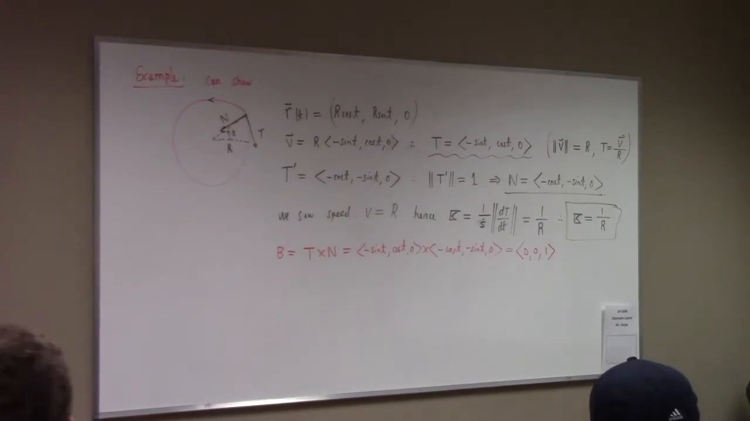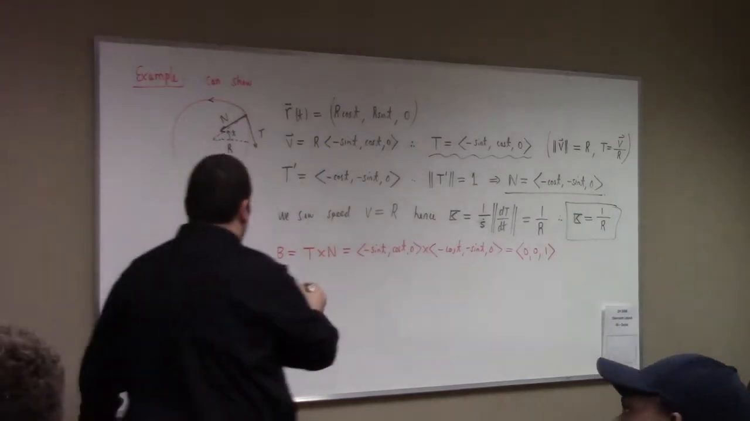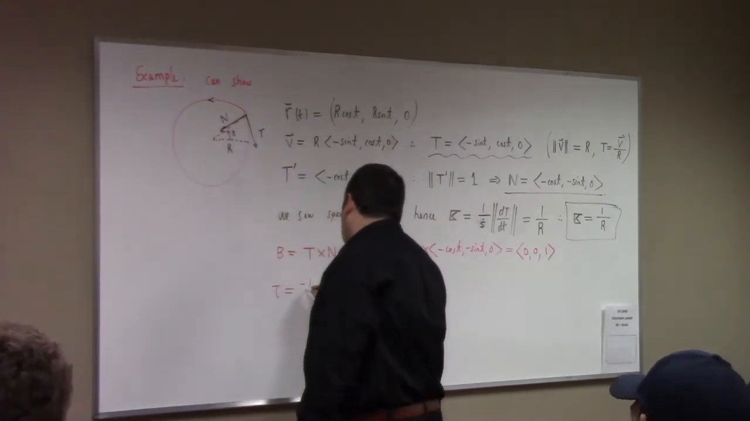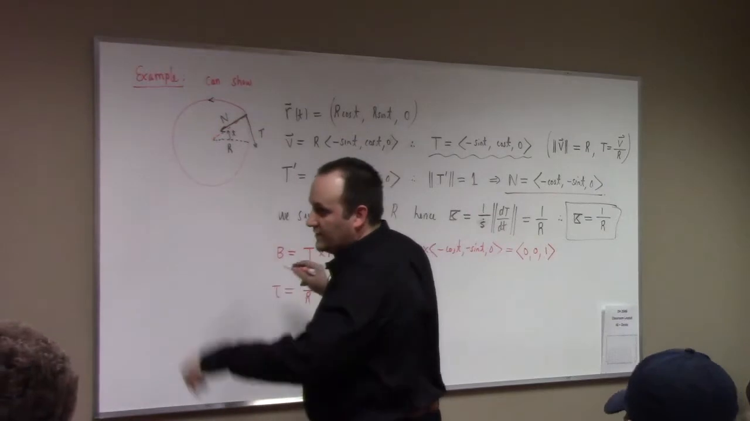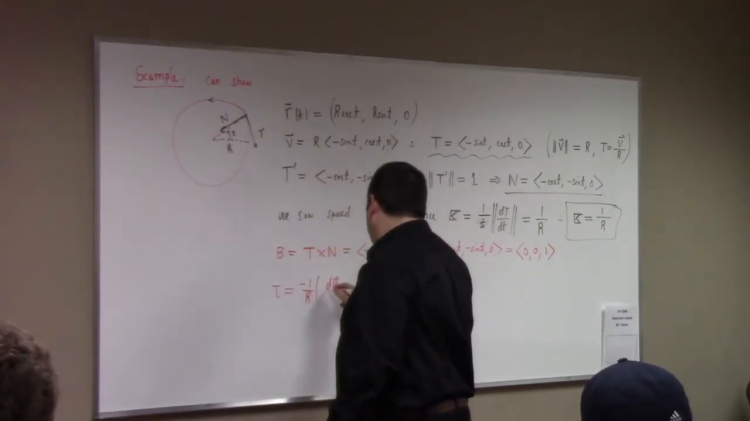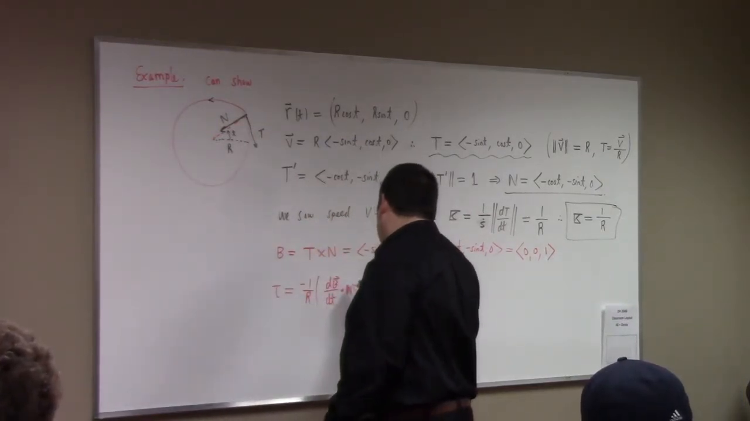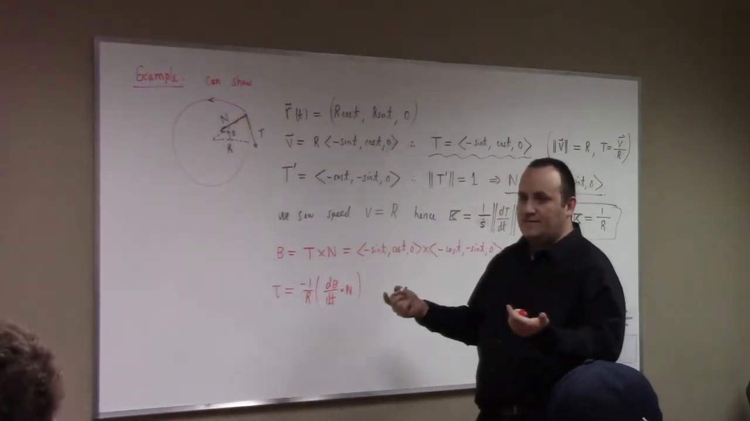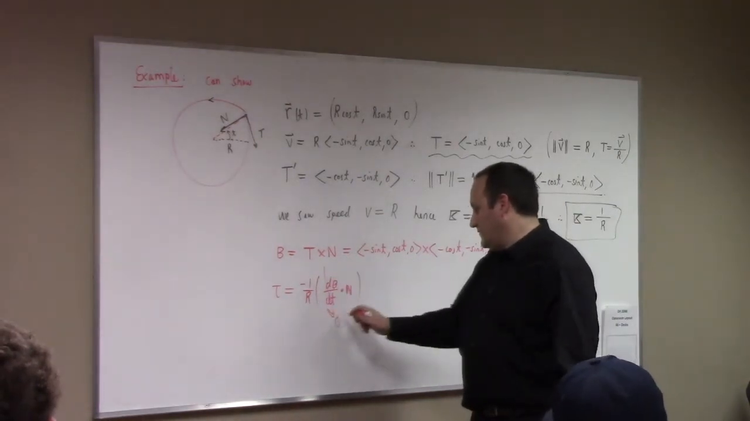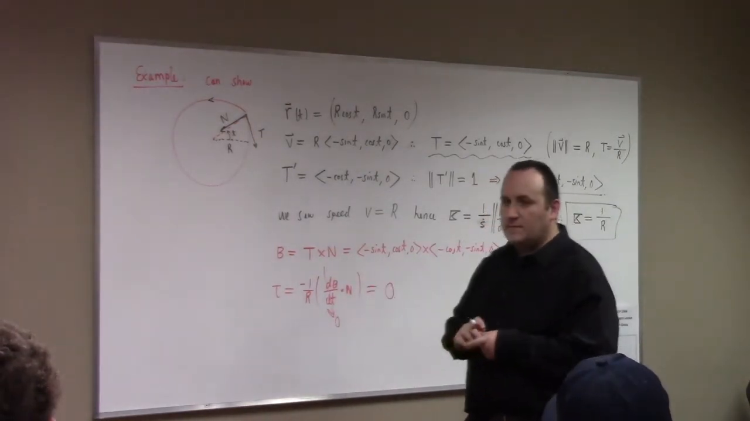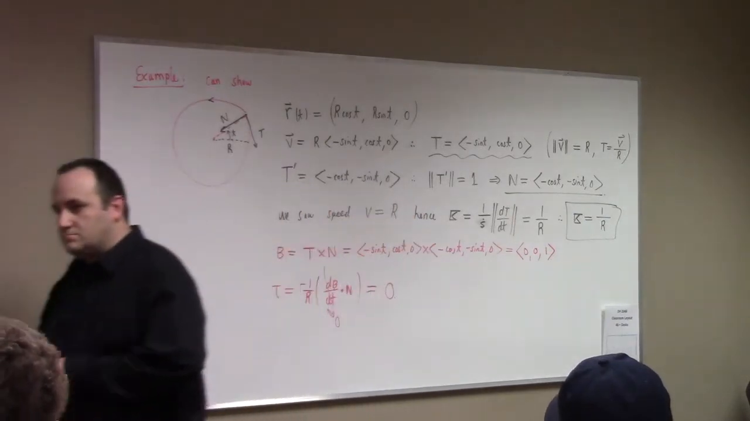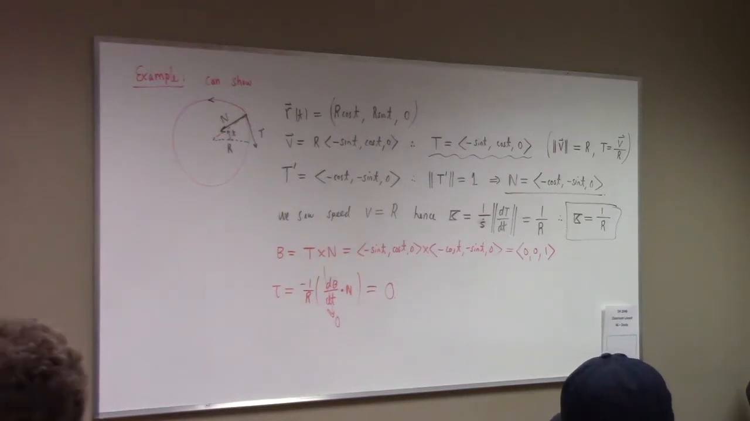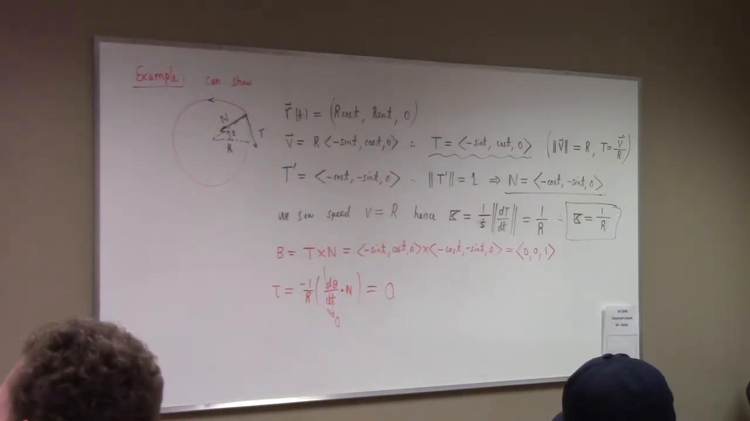What's the torsion? Torsion, right, is what? By definition, minus 1 over the speed, which in this case is r, times dB/dt dot N. But what is dB/dt? B is constant, right? So this is 0. So the torsion is 0. So this one's a little bit easier than the helix example I strung out over last class, right?